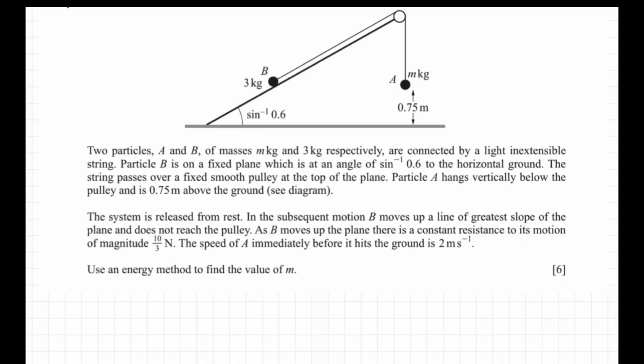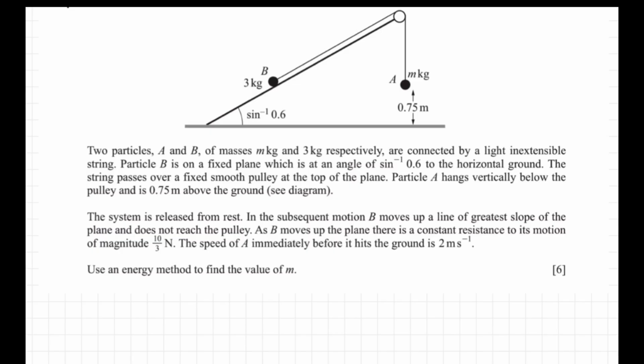All right, so two particles A and B of masses m and 3 kg are connected by a light inextensible string. Particle B is on a fixed plane, which is at an angle of arcsin 0.6 to the horizontal. The string passes over a fixed smooth pulley and particle A hangs vertically above the ground, 0.75 m above it. The system is released from rest.